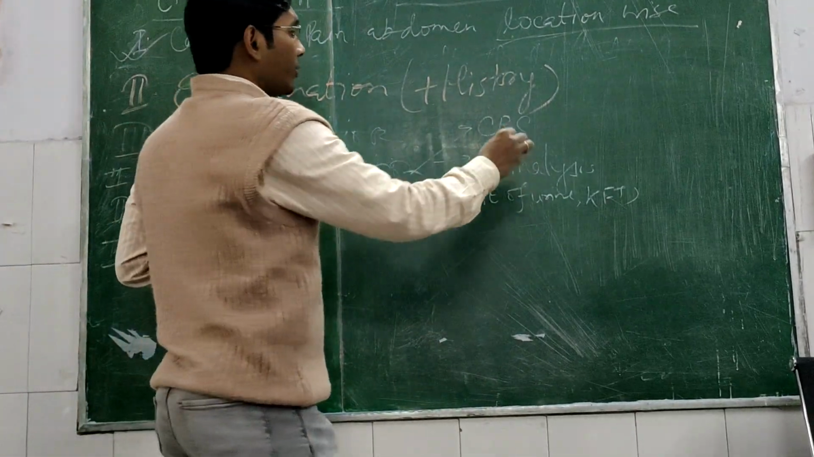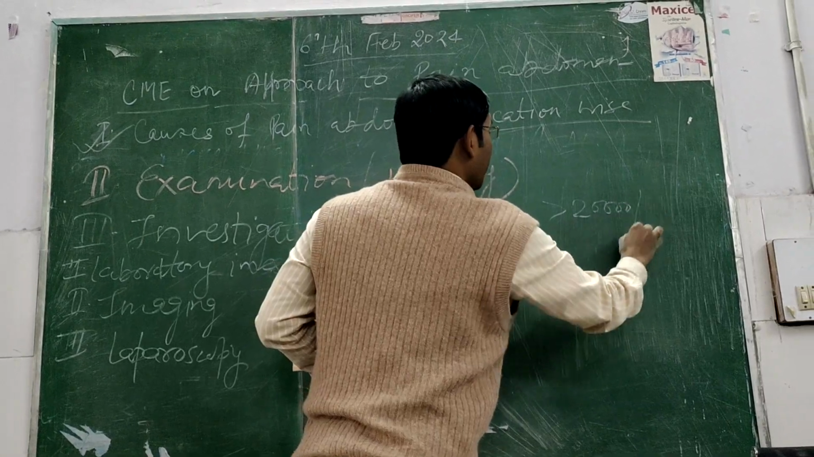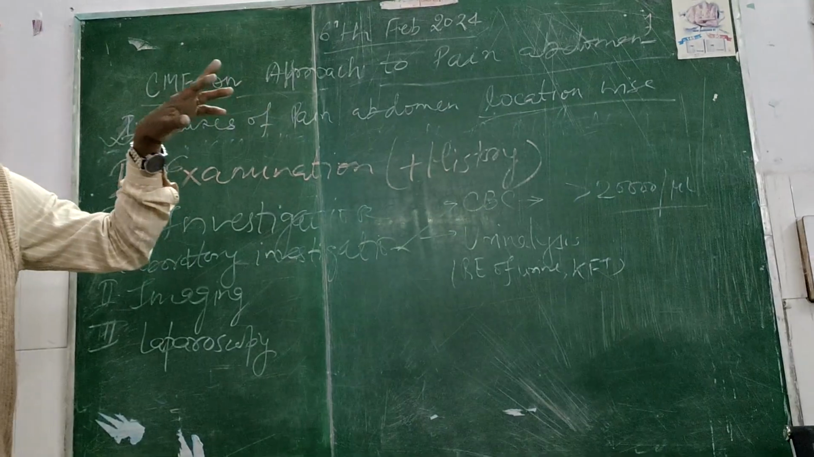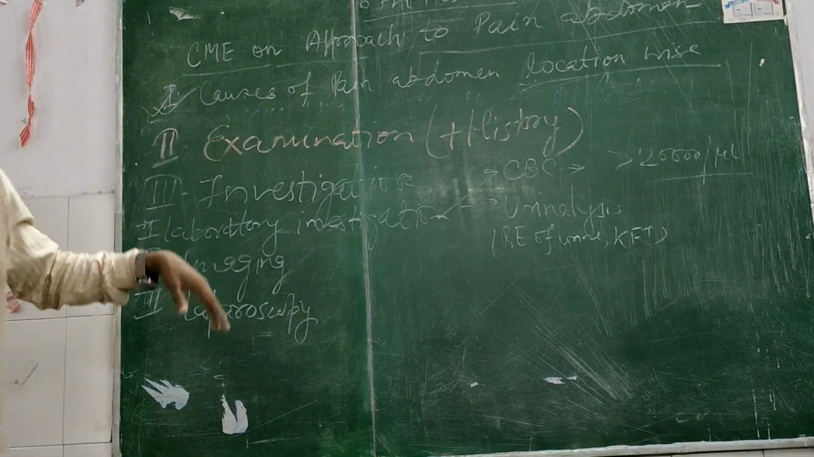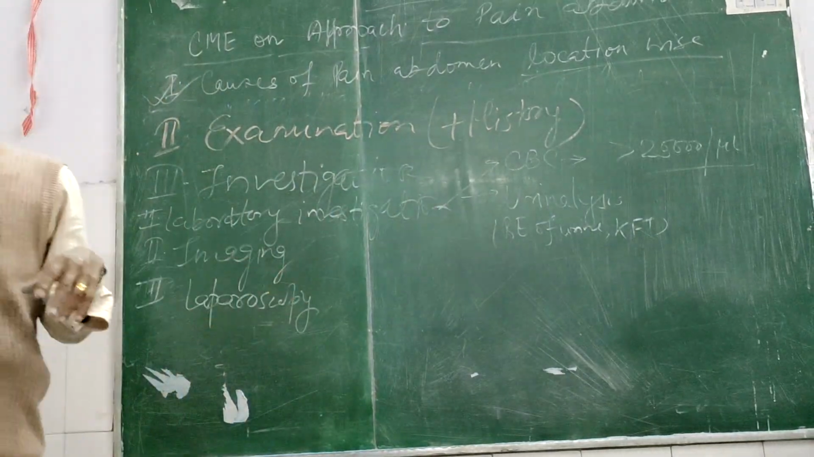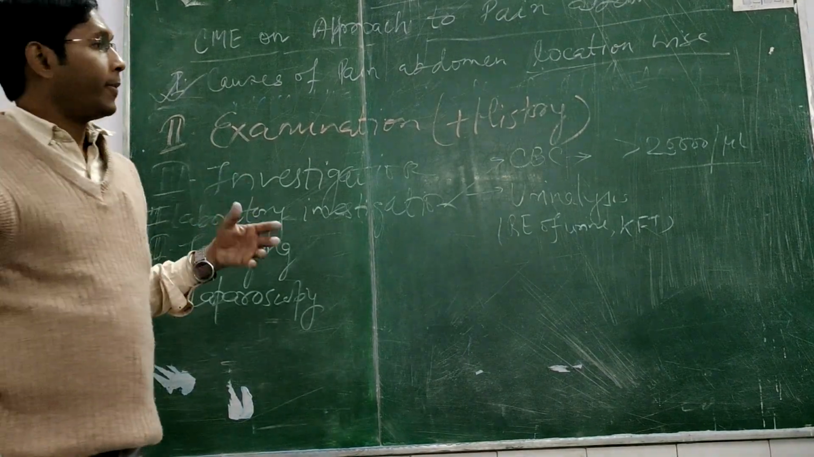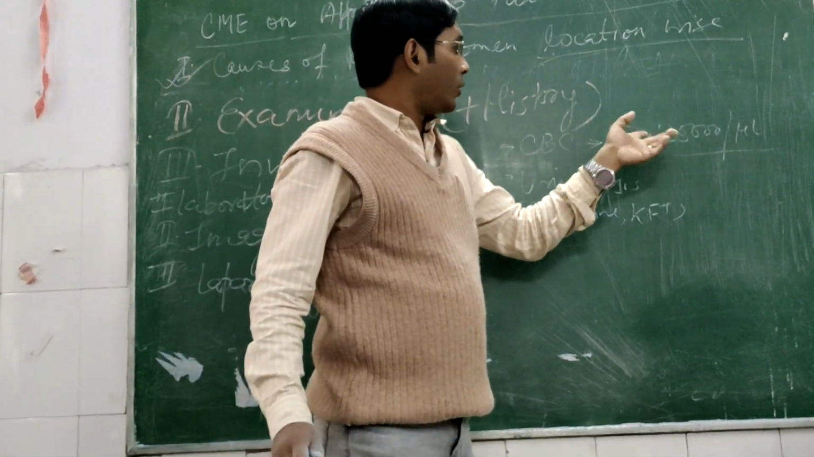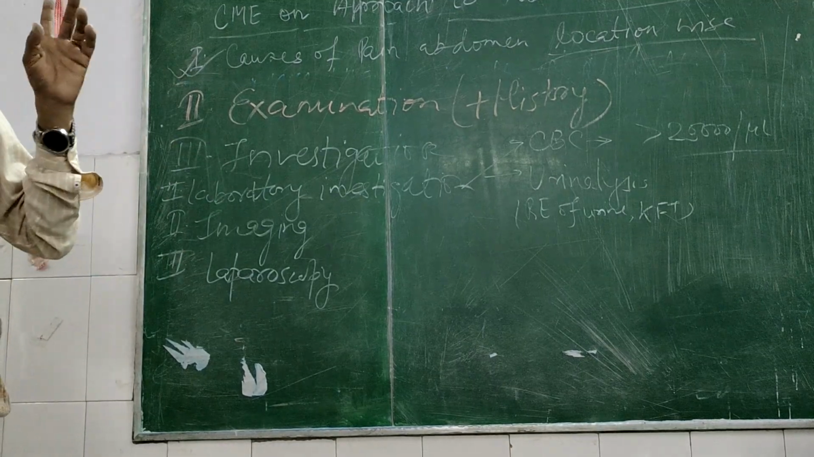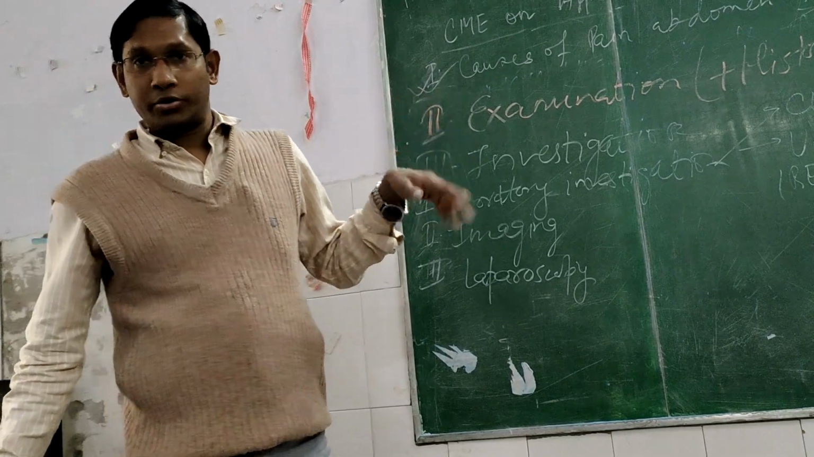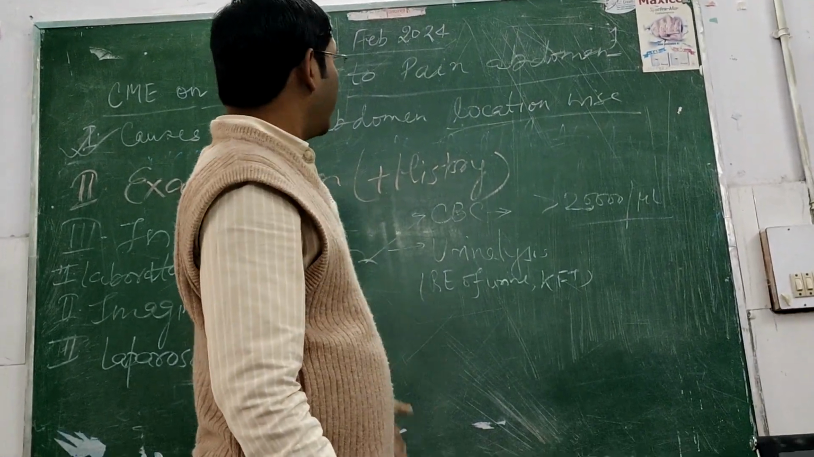So the important thing regarding this: in CBC, when the WBC count is more than 20,000 per microliter, it usually indicates perforation of the gut. The most common reason for leukocytosis, especially more than 20,000 per microliter, is perforation of a hollow viscus, that is, the gut. But a WBC count of more than 20,000 can also be found in cholecystitis, pancreatitis, pelvic inflammatory disease, and intestinal infarction also.